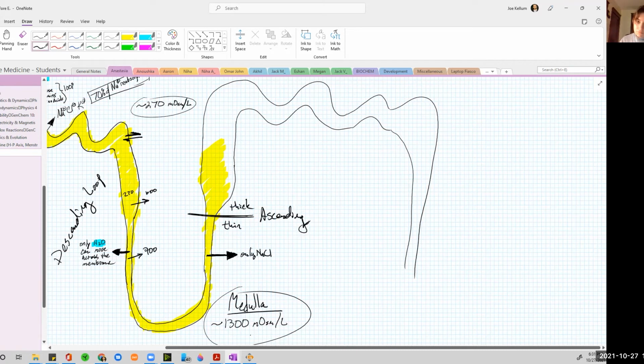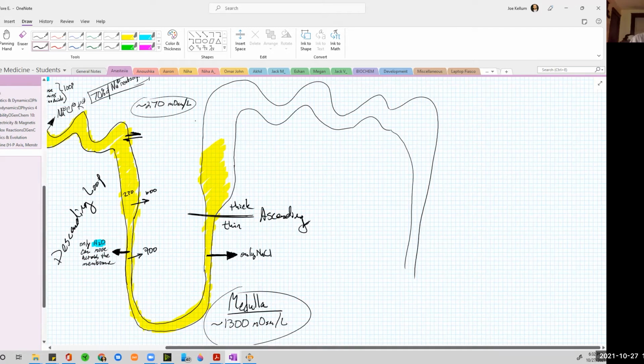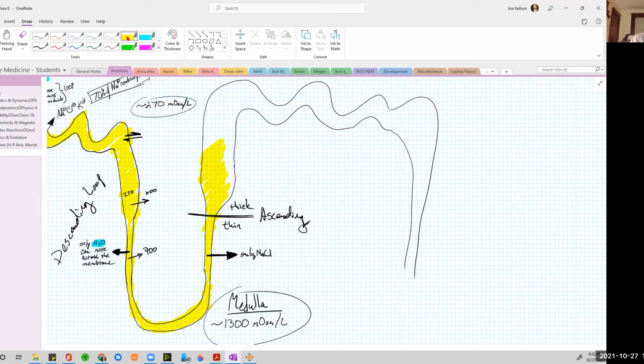Because as we go from 1300 milliosmoles back up to 270, we get less and less concentrated interstitial space. And so our lower and lower concentrations in interstitial space create a gradient driving salt out into the interstitial space. Like we're moving from low concentration of sodium, low concentration of chloride to high concentration outside.